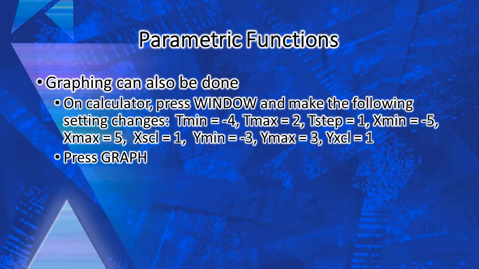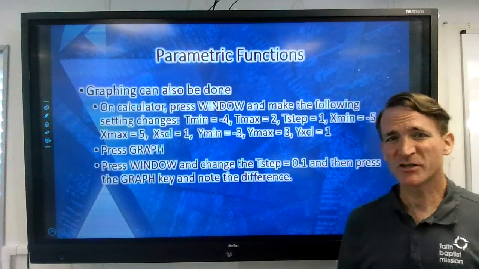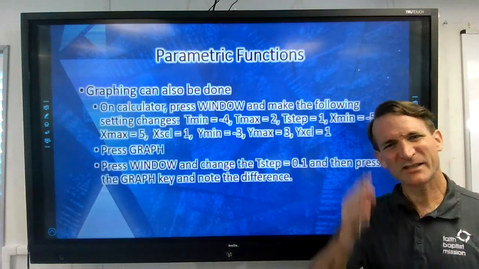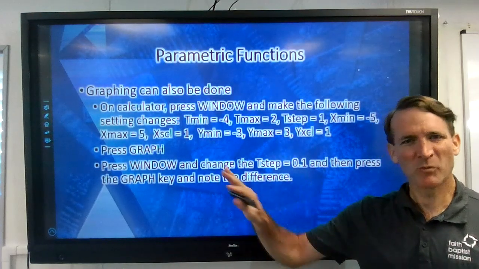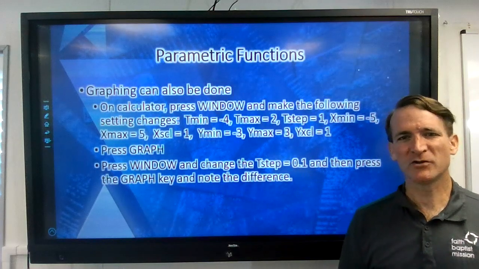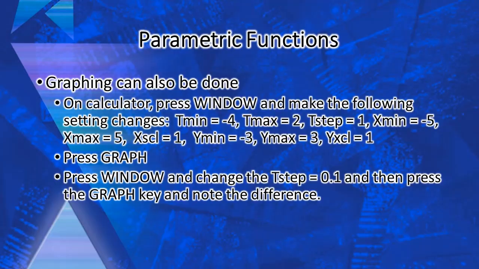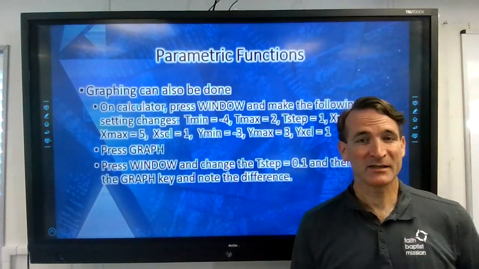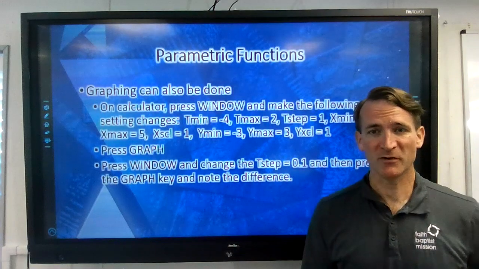Now, if you press your graph button, you will see that it does indeed graph. Now, you'll notice that it looks very much like a parabola, but it's kind of choppy. It kind of has almost straight lines to it. So I'd like you to change your window once again. So press your window key and change the t step. So you have t minimum still at -4, t max at 2, but change your t step to be 0.1 instead of 1. And now hit your graph button, and you will see that it tends to be a much more smooth type of curve.